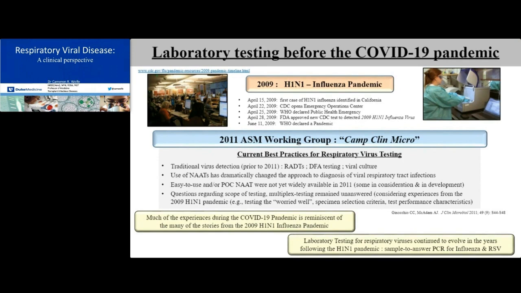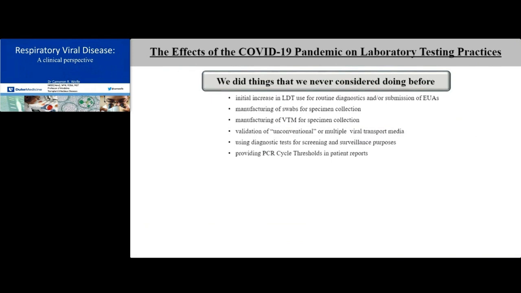That said, what were the effects of COVID on the practice of laboratory medicine? Aside from being center stage for the moment, laboratories did many things that we never considered doing before the pandemic. Examples include the manufacturing of our own swabs or viral transport media, or providing PCR cycle threshold values for qualitative PCR tests in patient records.